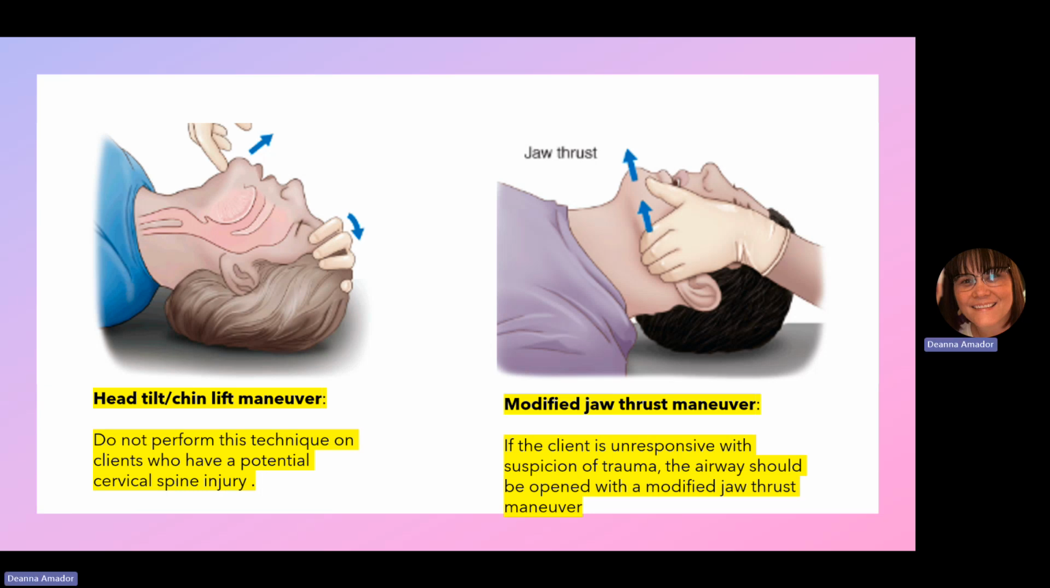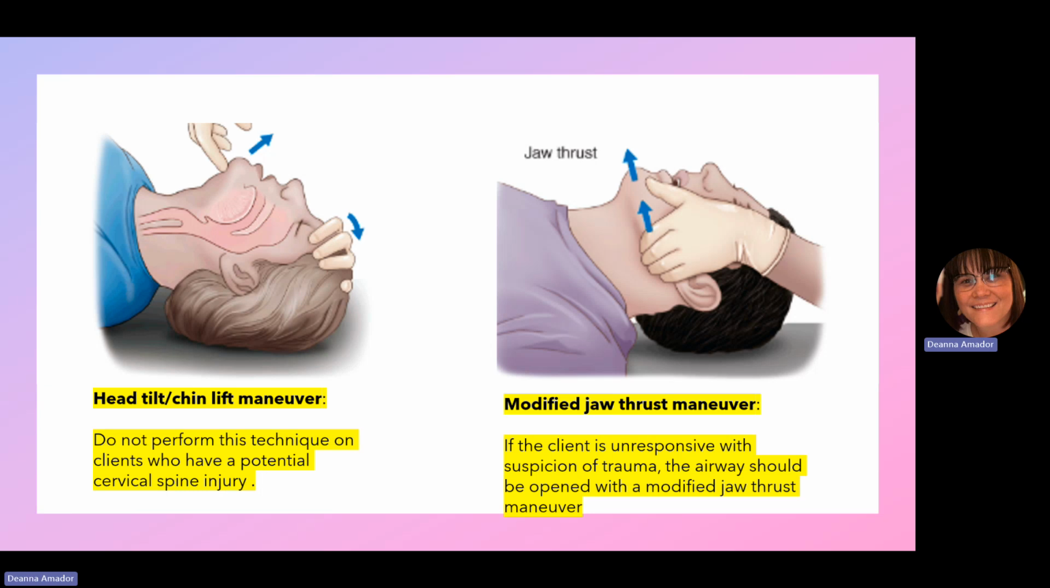The next one over is a modified jaw thrust maneuver. This is what you will do if your patient is unresponsive and you suspect some type of trauma where it could cause a C-spine injury.